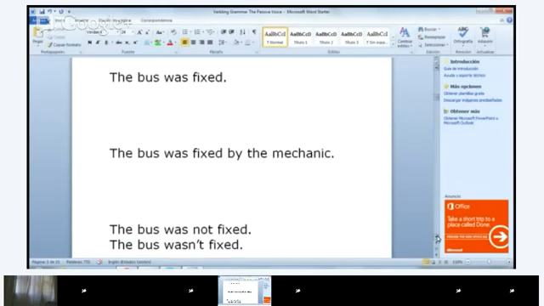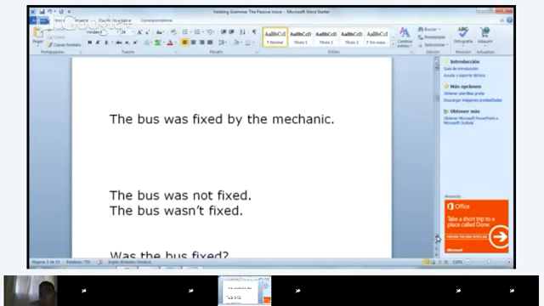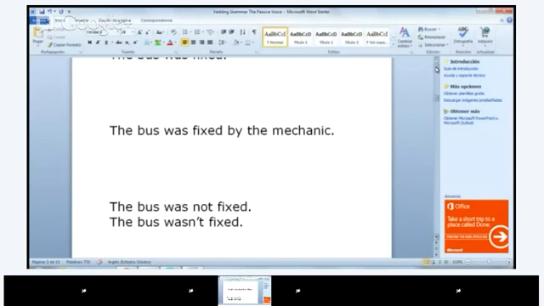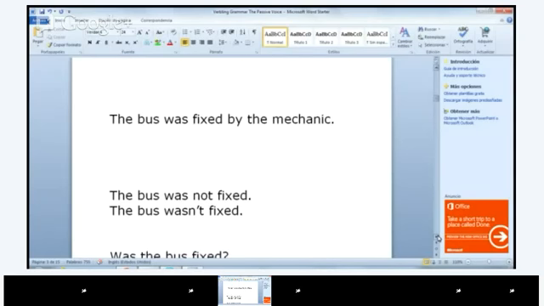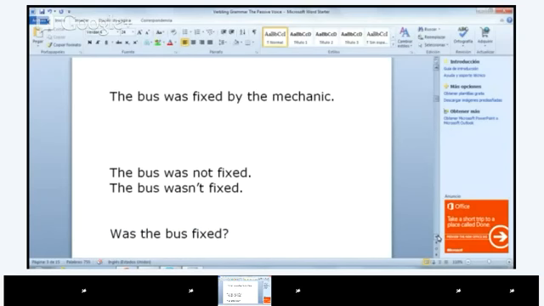Let's move on. The bus was not fixed, or the bus wasn't fixed, and because the passive voice uses the verb to be, the verb to be has different grammar rules. We create the negative with not. And then the question that we all want to know is, was the bus fixed? All right, congratulations. Thank you so much, everybody.